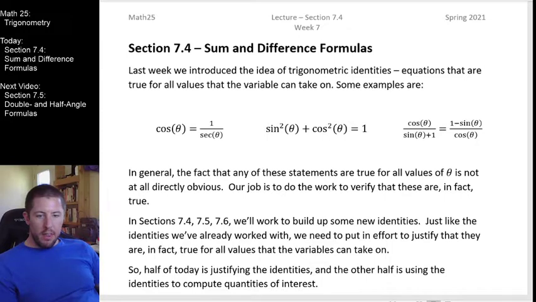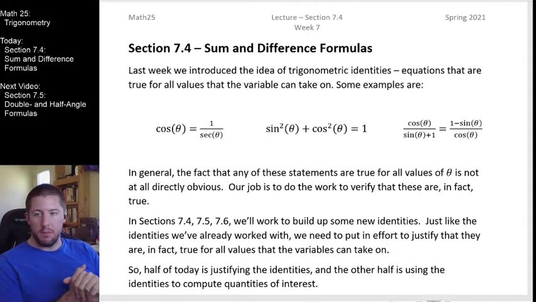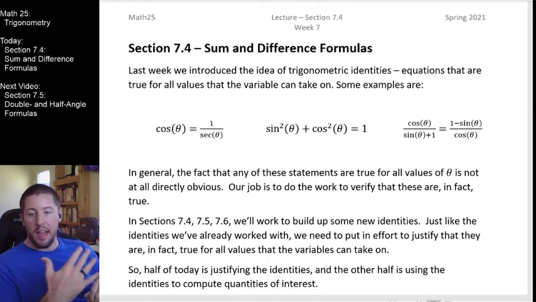We are here on Thursday, February 25th. We're going to hit up section 7.4 today, our sum and difference formulas. Last week, we introduced our ideas associated with trigonometric identities, equations that are true for all values that the variable can possibly take on. And all the ones stated on the screen right here, we've got theta as our variable.